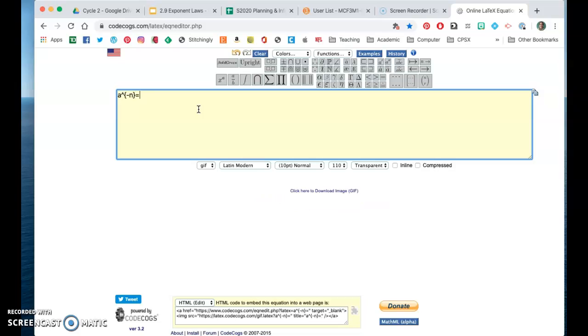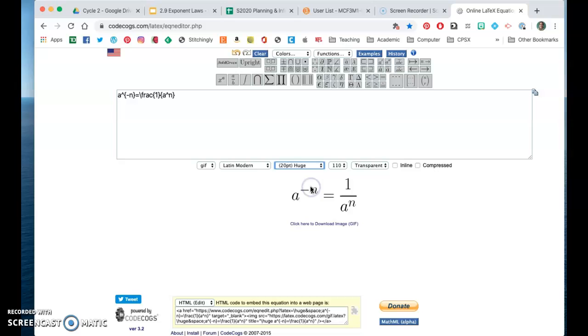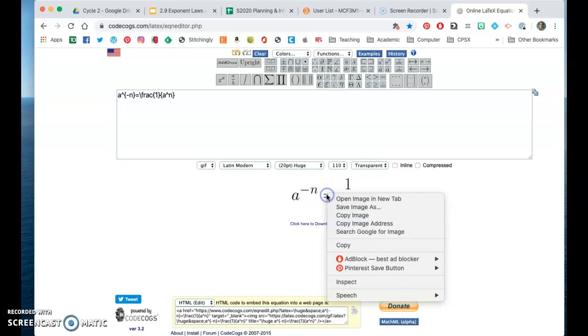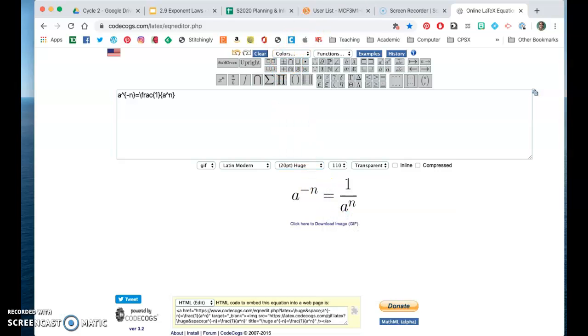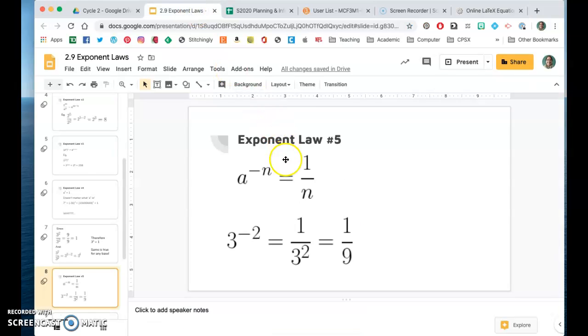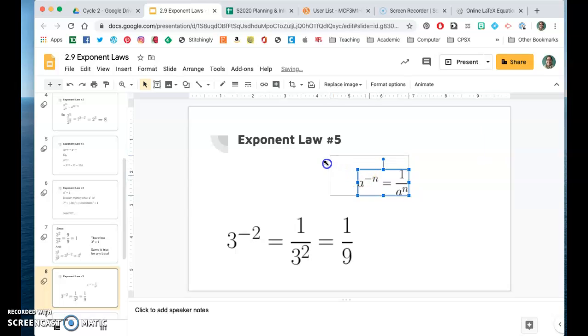This is LaTeX, if anyone's ever used it. I quite like it. I learned it in university and it's a great way to write math. Okay, there's the right equation. So I'm going to make that huge. I'm going to copy, go back into here, get rid of that one, and paste this one here.